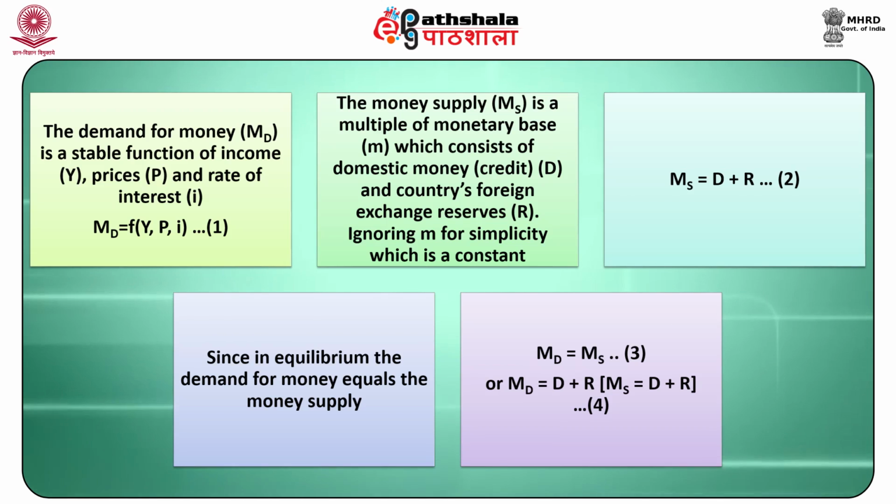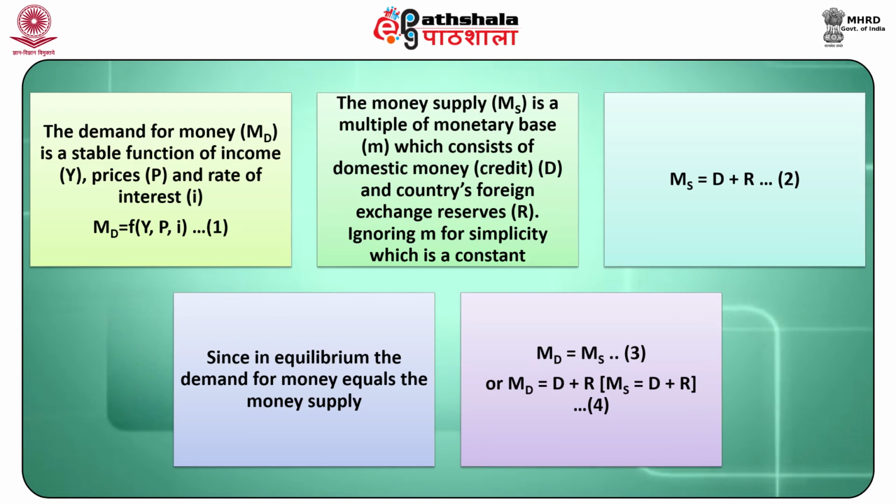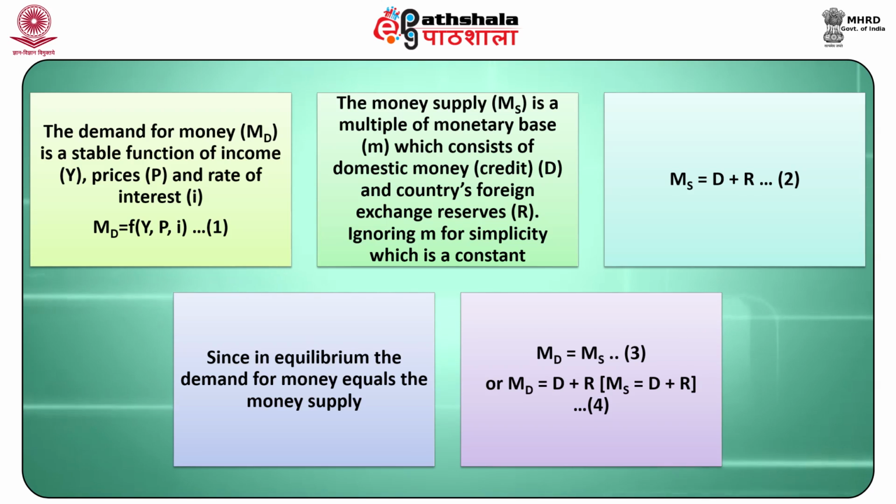This is given as equation 1. The money supply, that is MS, is a multiple of the money base, which consists of domestic money D and the country's foreign exchange reserves, that is R. Ignoring small m for simplicity, which is a constant, we can say that MS equals D plus R. This is given as equation 2.